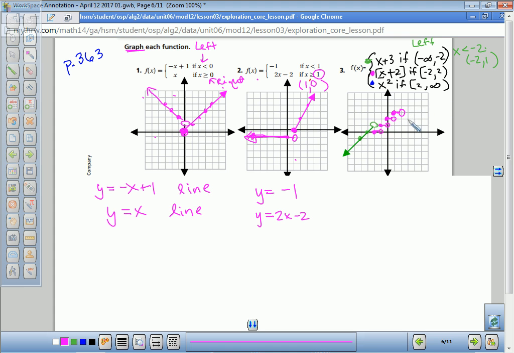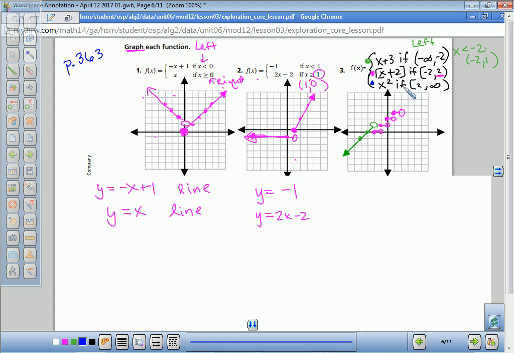Why do I stop right there? Oh, that's your restriction. So I got to start at -2 and I got to stop there. Now, can you see that this is truly a function? Because right here, there is no overlap because this is open and that is closed. It passes the vertical line test. Let's see if it continues to do so.